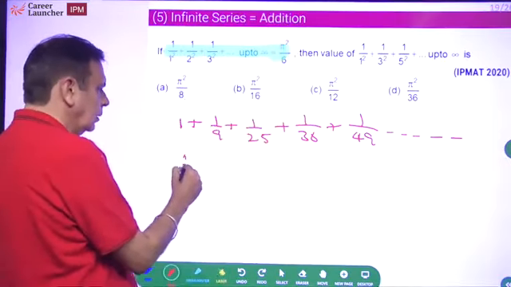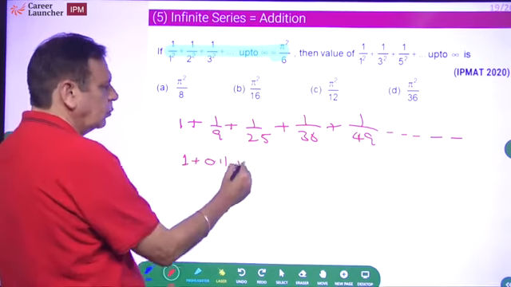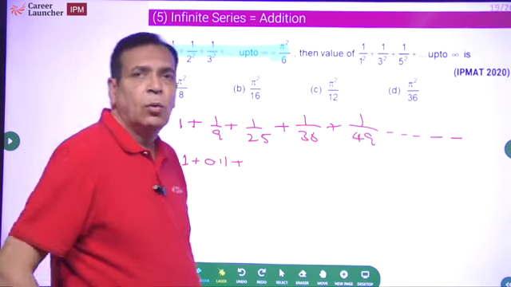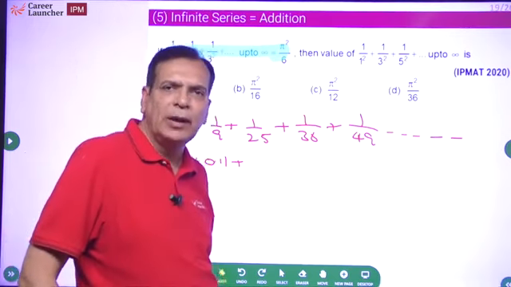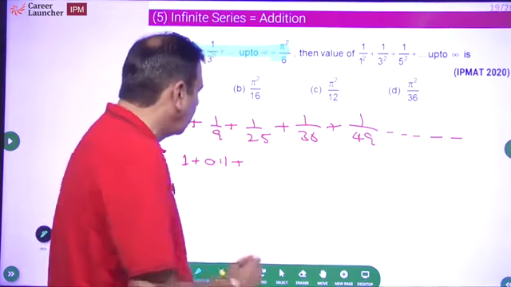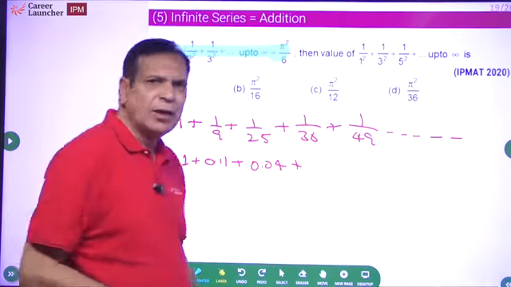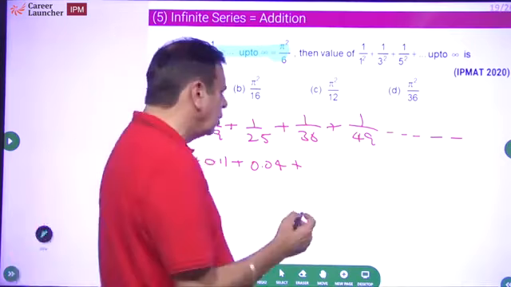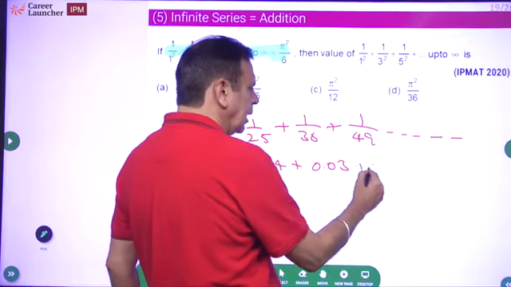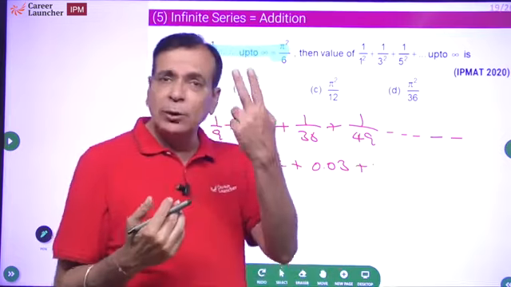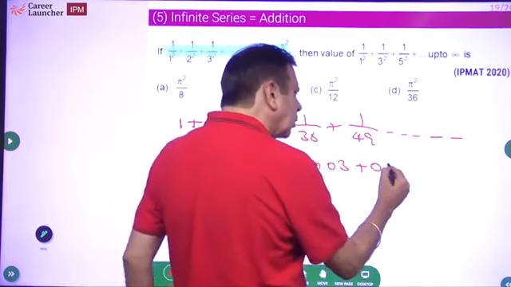This is 1 plus 0.11 plus what is 1 by 25? 1 by 25 will be 4% or 0.04. 1 upon 25 means 4 by 100, so 0.04. 1 by 36, approximately 0.03. 1 by 49, approximately 1 by 50, would have been 2% or 0.02. Let's take 1 by 49 also as approximately that.